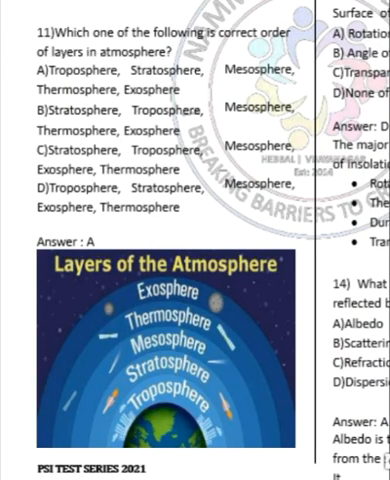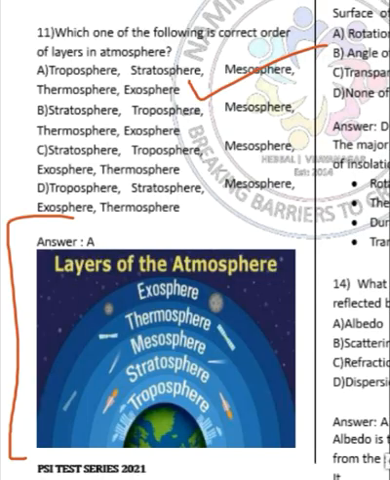Question number 11, it is asking which one of the following is the correct order of layers of atmosphere. The correct answer is option A. Here I have given the picture depicting the layers of atmosphere. You can match the above.